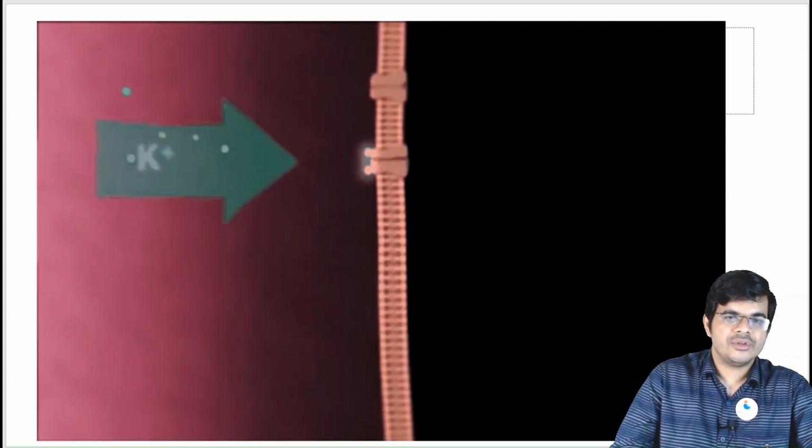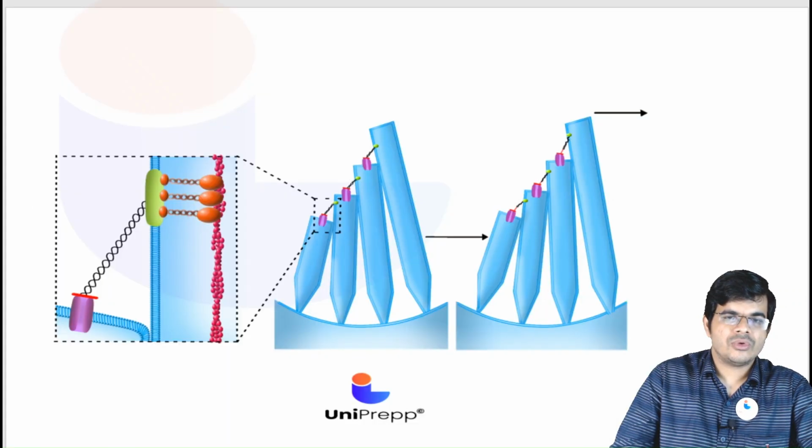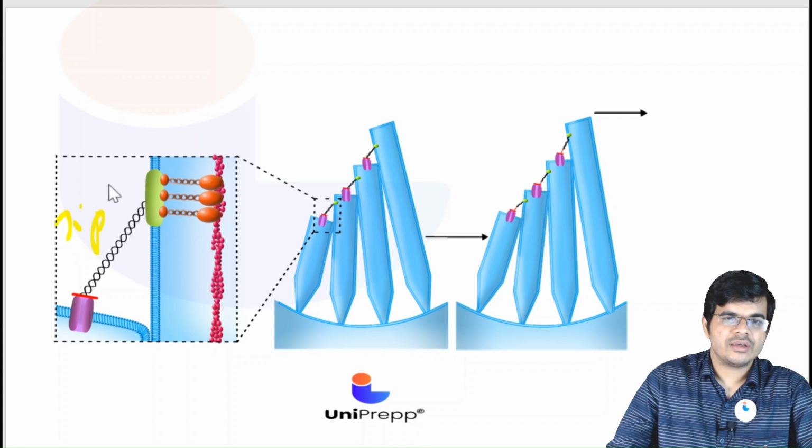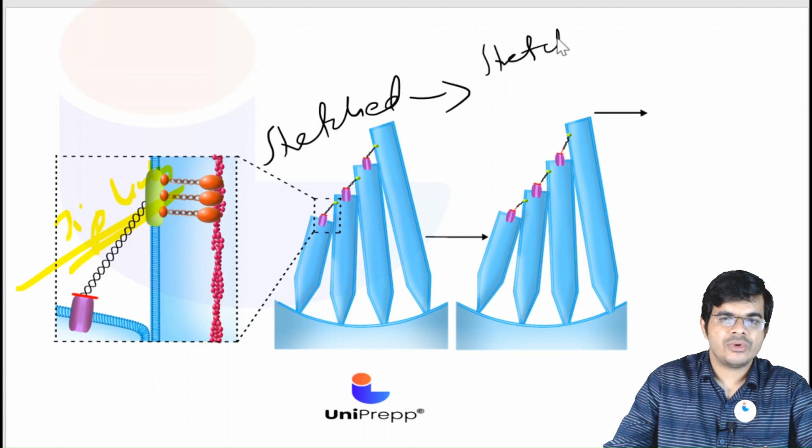Okay, so this is the tip links that you see here. Okay, tip links, and they get stretched, and because of the stretching, the stretch sensitive potassium channels open.